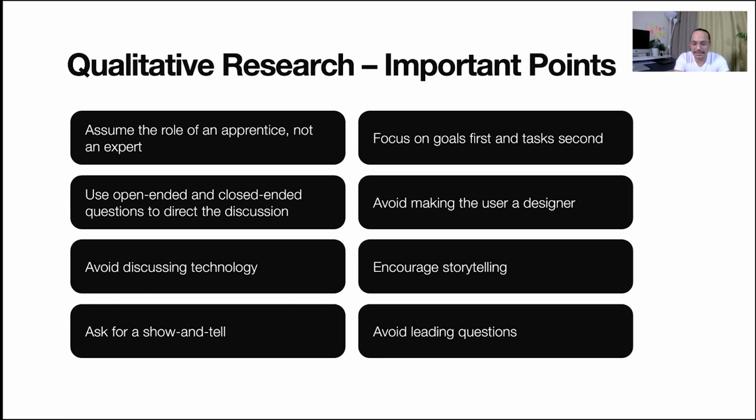So whenever they say, oh, I got stuck there, I was not able to do this thing, or this is my problem, always ask them, okay, where did you get stuck? What was the problem? Can you show me, instead of just talking? And avoid leading questions. Don't lead them to the answers. Keep it always open. These are a few important points, and as a researcher you should always remember these.